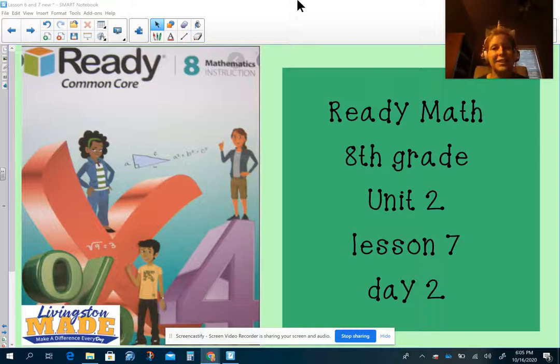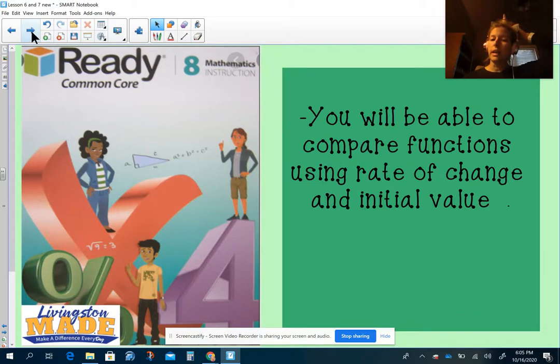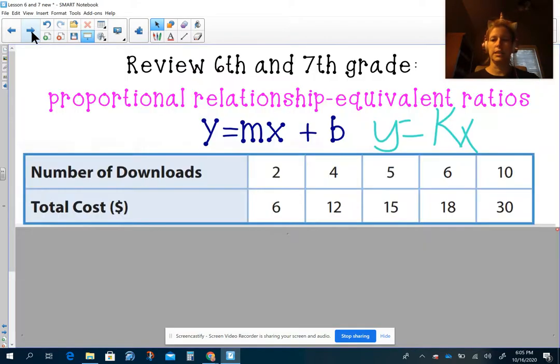All right, let's get started on day 2, unit 2, lesson 7. You're going to need your notebook, lesson book, and pencil, and we're going to be on page 60 and 61. Today we're going to compare functions with rate of change and initial values. So we're going to go in a little more detail.